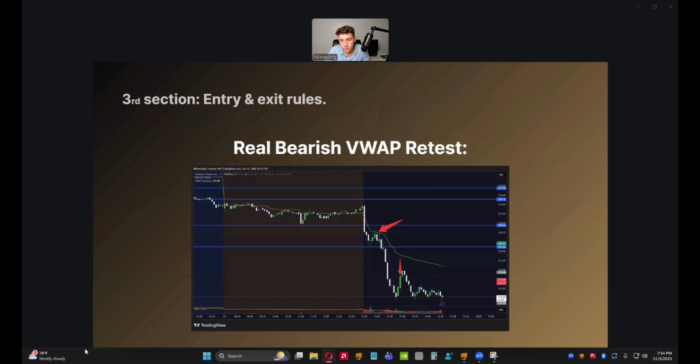I'm buying puts. Why am I buying puts? Because it's under the pre-market low. It's the weakest stock of the day, and it's a VWAP retest.